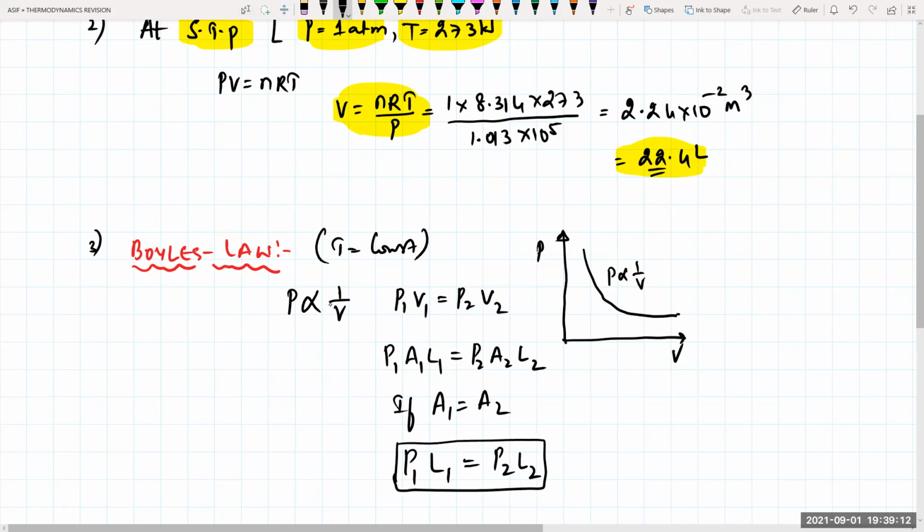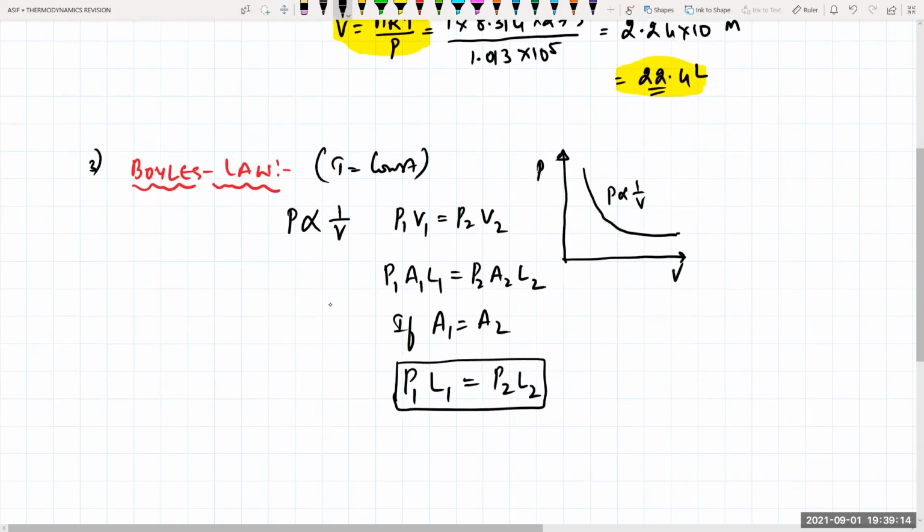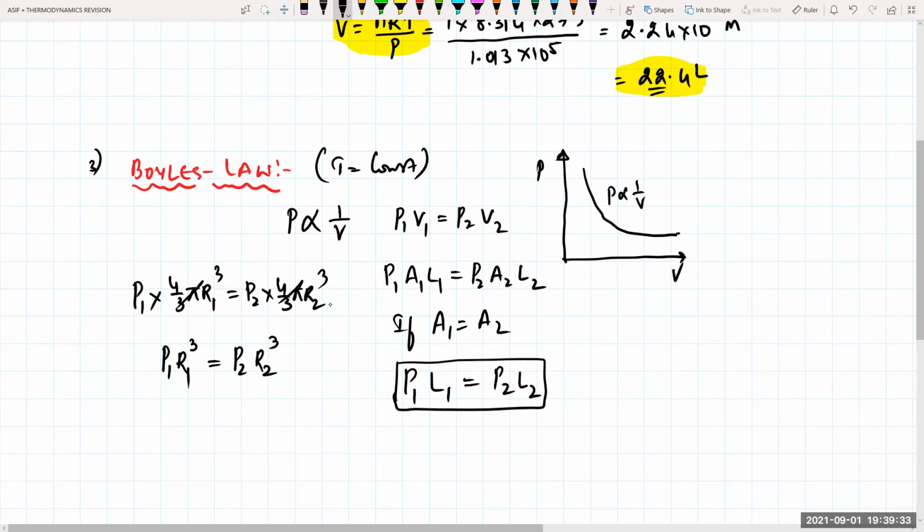In terms of spherical bodies, I can even write like this. P1 into volume, which is 4 by 3 pi R1 cube, is equal to P2 into 4 by 3 pi R2 cube. 4 by 3 pi will get cancelled. So P1 into R1 cube is equal to P2 into R2 cube. Isn't it? This is also one of the important relations you need to remember in terms of radius, and the other in terms of length. And this is the general formula we need to remember.